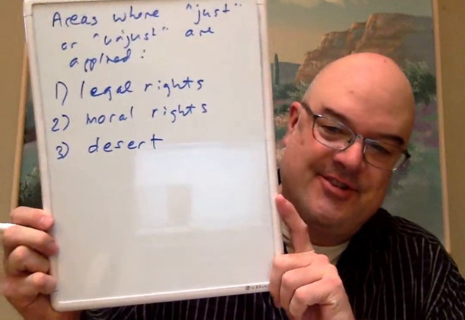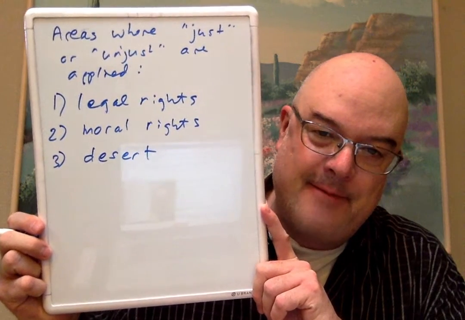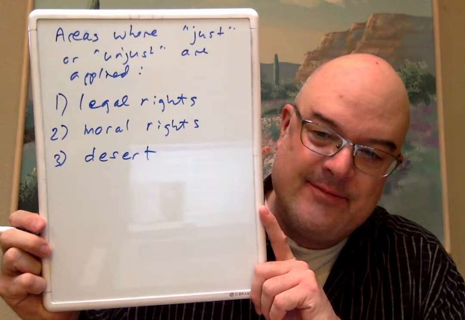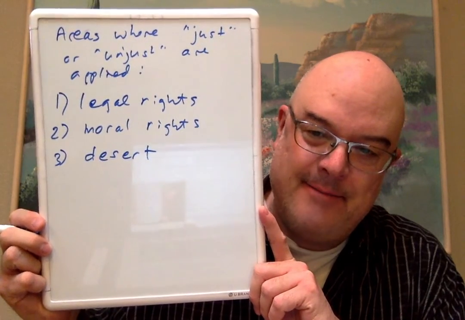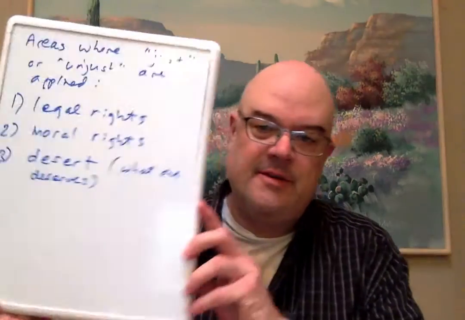Desert. This is desert in the sense that it's spelled like desert, the geographic area, but pronounced like the course that one has after the main meal, the sweet course, dessert. That is to say, what one deserves. The basic idea is that a person deserves good if he does right, and he deserves evil if he does wrong.